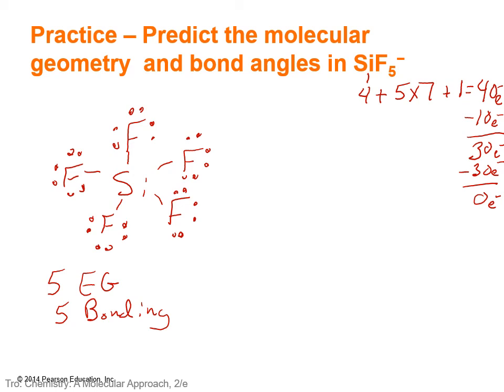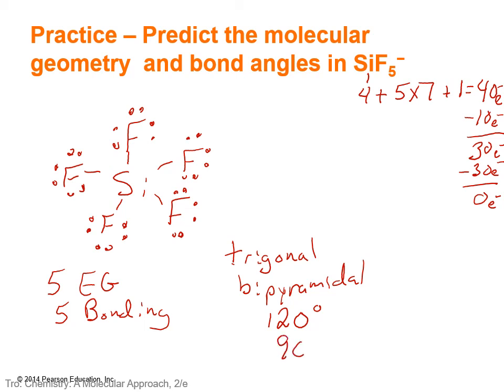which means this is trigonal bipyramidal. We have two different bond angles. So for the equatorial bonds, they are 120 degrees. And for our axial bonds, or between the axial and the equatorial bonds, they are 90 degrees.